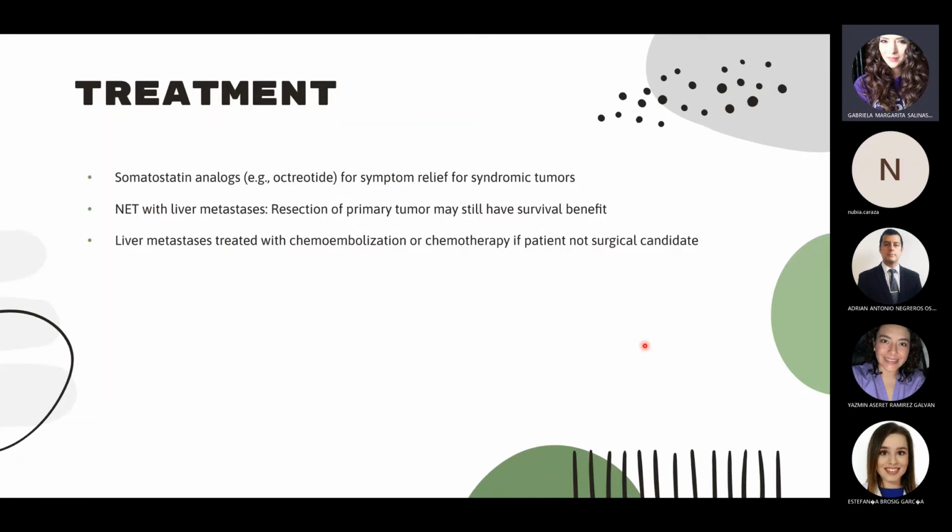For the treatment, we can use somatostatin analogs for symptom relief in case of syndromic tumors. In pancreatic neuroendocrine tumors with liver metastases, the resection of the primary tumor may still have survival benefit, and the liver metastases are treated with chemoembolization or chemotherapy if the patient is not a surgical candidate.